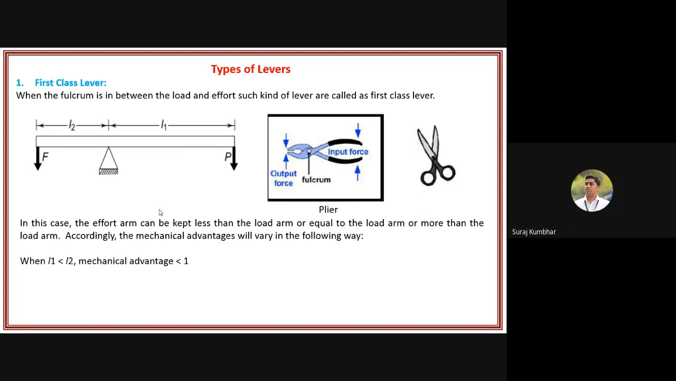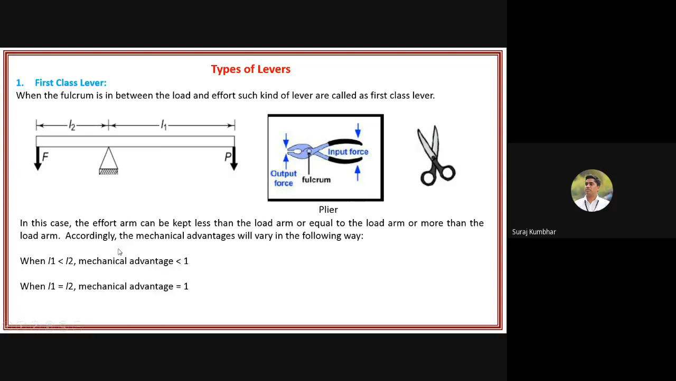Just see. When L1 is less than L2, your mechanical advantage will be less than 1. Why is it less than 1? Because F upon P is equal to L1 upon L2. When your L1, that is the numerator, is less than the denominator, then your advantage will be less than 1.